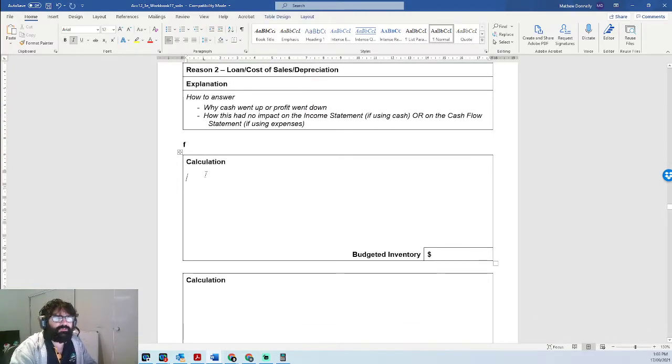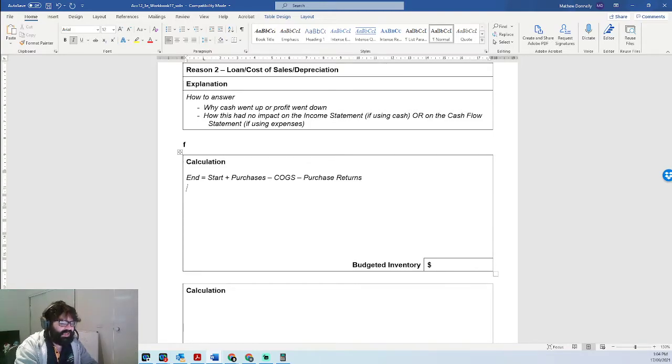So just refer back to the table we did last term. If you're watching it later on, it's last term. So budgeted inventory. So let's get our inventory formula up. We want to get the end amount, and we don't have it. So we go start plus, were there any pluses? Nope, no sales returns. So we get start plus purchases minus cost of goods sold minus purchase returns. I believe those were the only numbers we had.